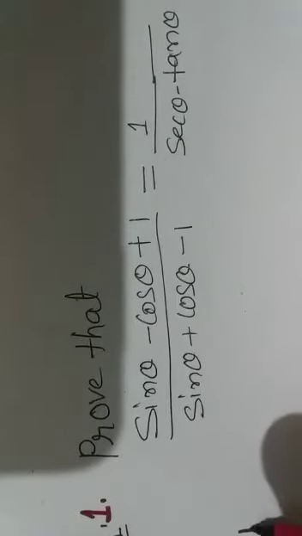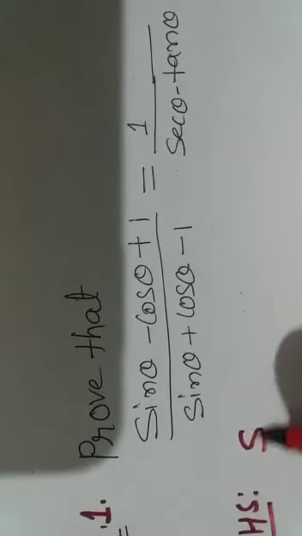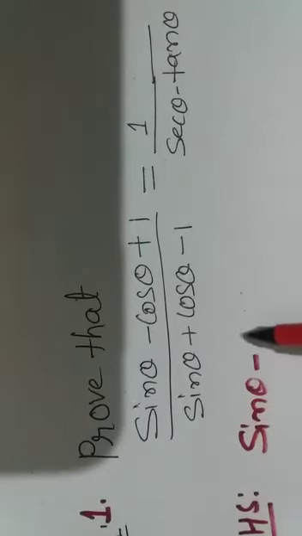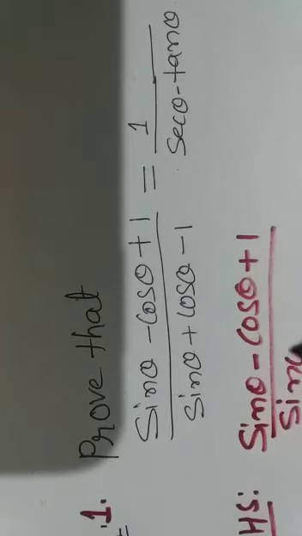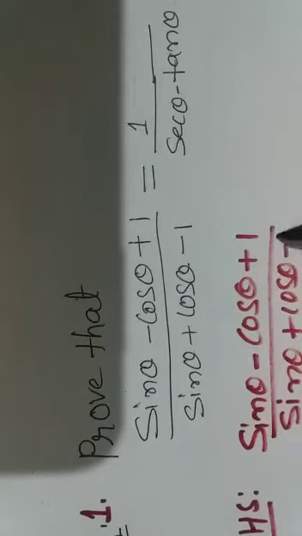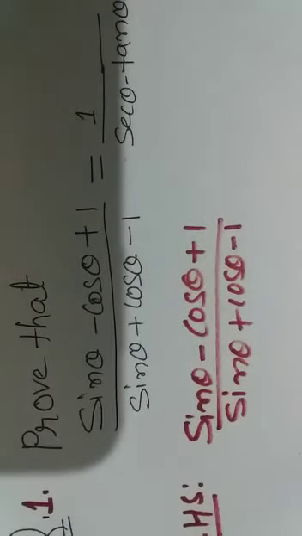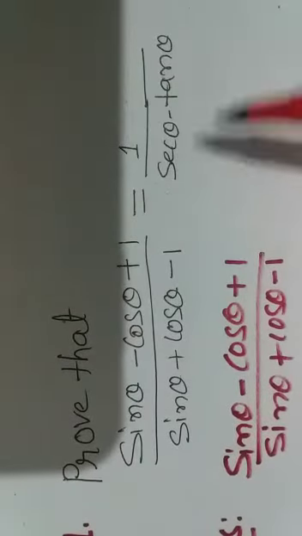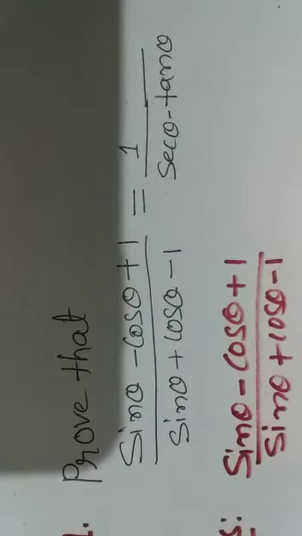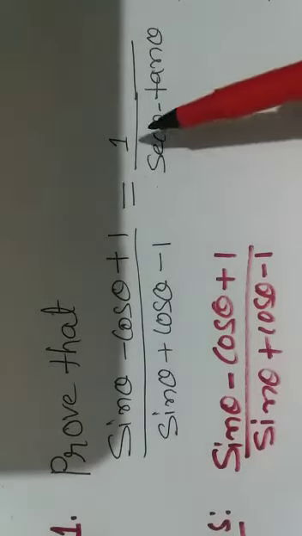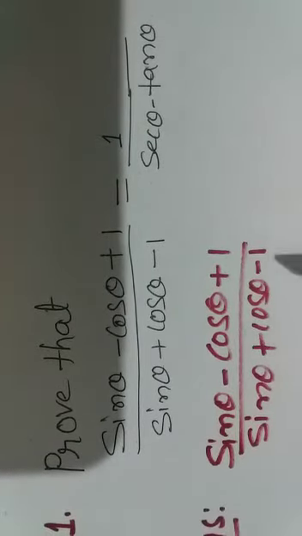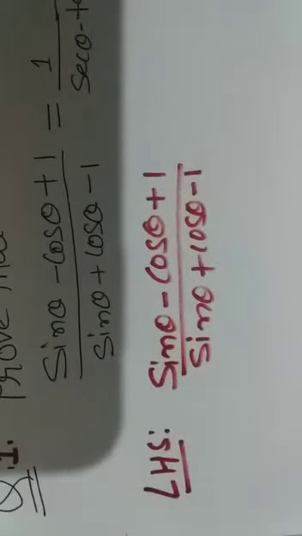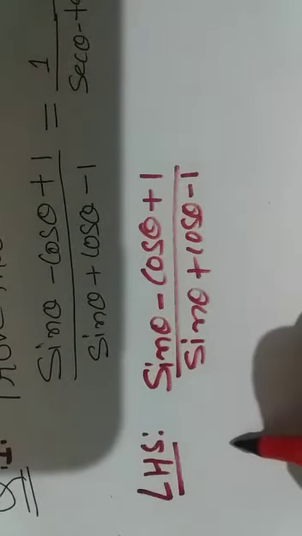Now see here, our LHS is what? (Sin theta minus cos theta plus 1) by (sin theta plus cos theta minus 1). Now see what we have to do. We want 1 by sec theta minus tan theta, so we will arrange it in that way. Let us divide all the terms by cos theta. If we divide all the terms by cos theta, then it will be how much?